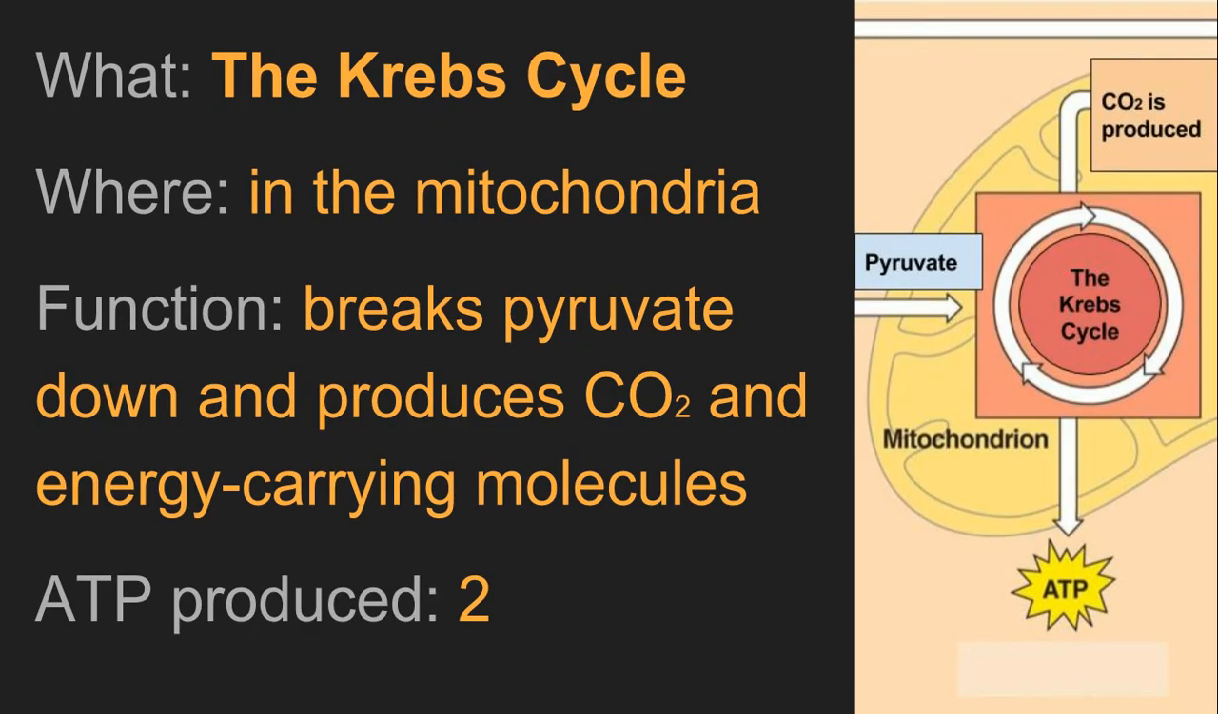Next, the Krebs cycle happens in the mitochondria, and it takes those 2 pieces of pyruvate, those 2 chunks of what was once a sugar molecule, and breaks them down further to produce energy-carrying molecules and carbon dioxide. This is what we exhale, what we breathe out. This process also produces 2 ATP.